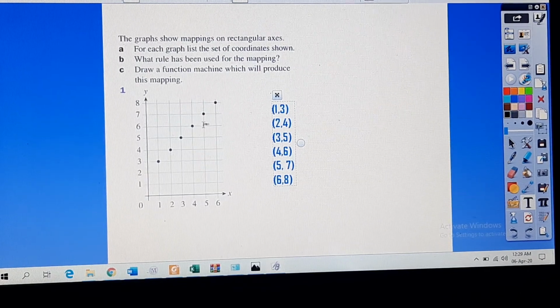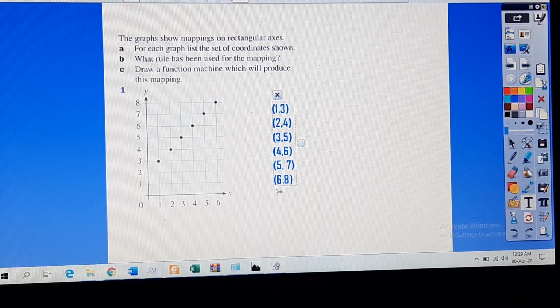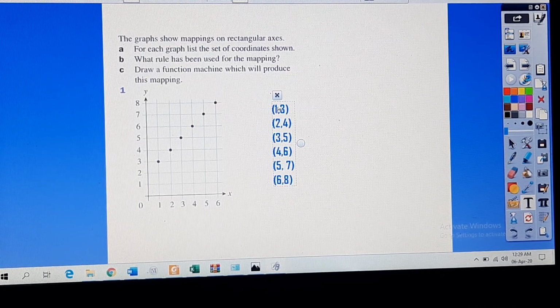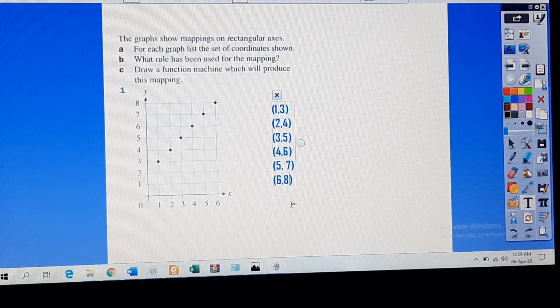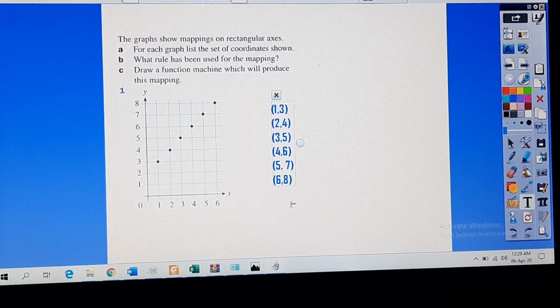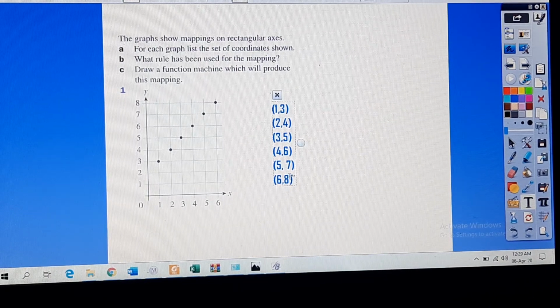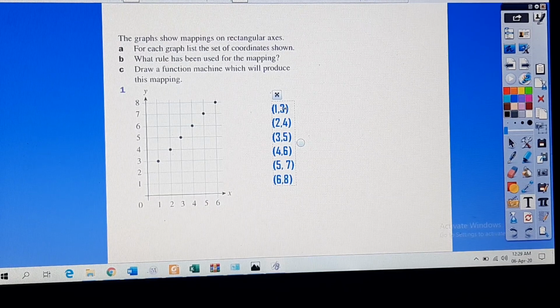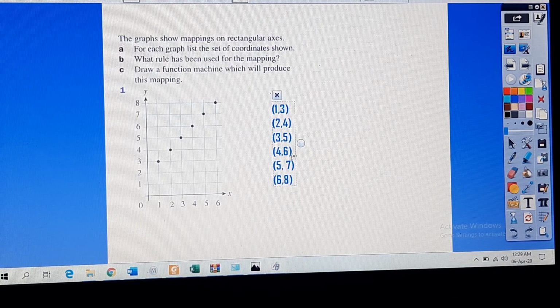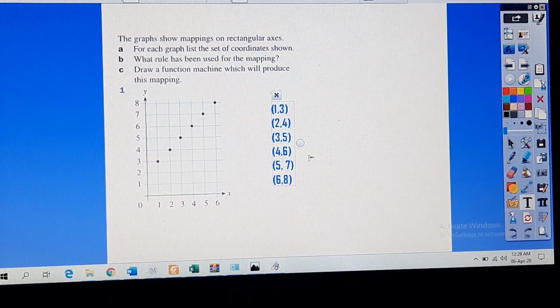If we take a look at the x-coordinates, we can see that they are consecutive numbers: 1, 2, 3, 4, 5, 6, the normal counting numbers. On the other side, we have 3, 4, 5, 6, 7, 8, and so on. So what is happening between these coordinates? Can you have a look? I'm taking the difference of these values. If you think of them as a function, this one is the input, this one is the output. The difference between them is 2, which means I have a constant difference.